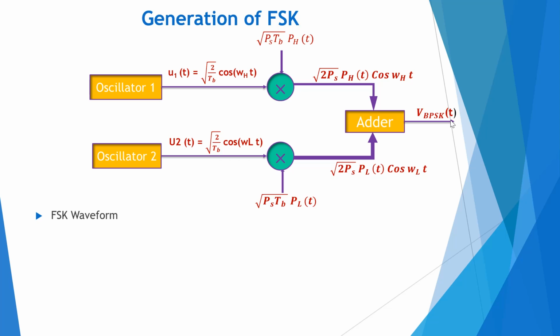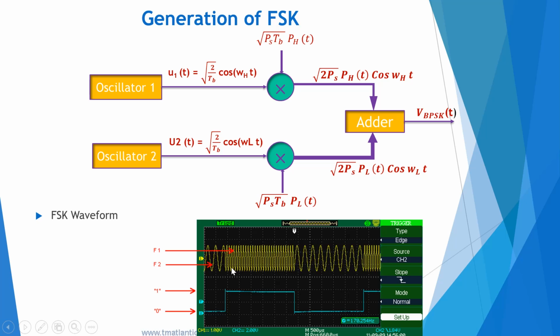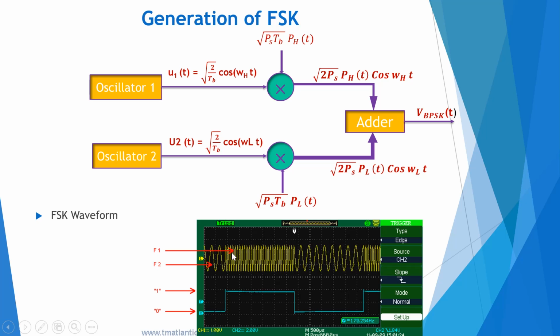Now we can see the waveforms of FSK. It's as simple as this: you are getting only two carrier frequencies, omega H and omega L, or you can say FH and FL. That's it, depending on the transmission of bits. Here in the first signal shown, this is the FSK signal. Here you can simply see F1 and F2. F2 is the low carrier frequency, whereas F1 is the high carrier frequency.